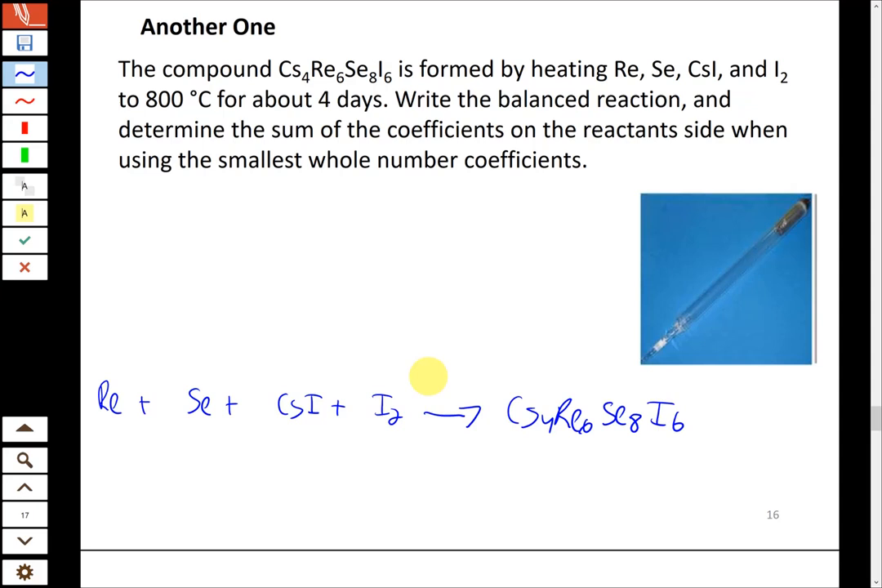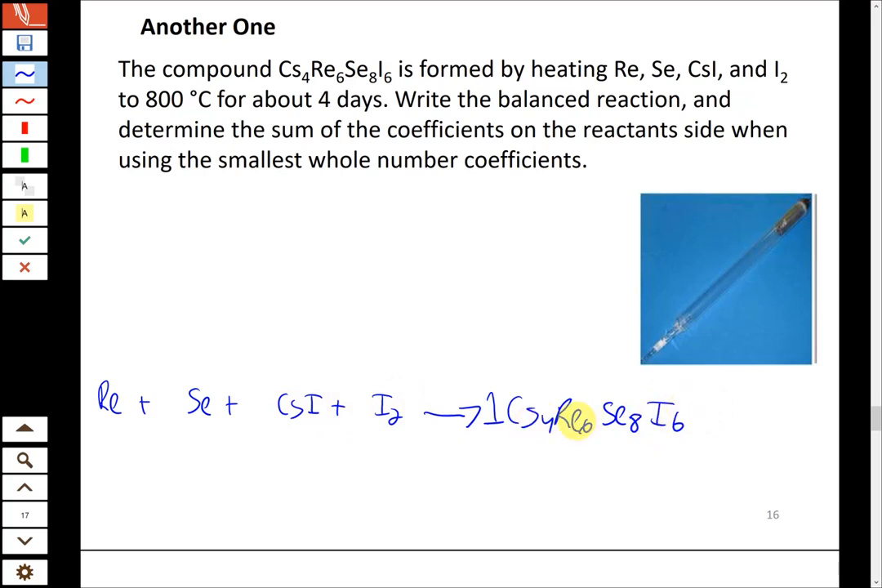Now I think it's pretty obvious which substance here should be set as our most complex with a coefficient of 1. I don't think there's any doubt that this is going to be this product here. So we'll leave that as 1, then we'll balance everything else off of that. So again, we want to find the elements that appear only once on the reactants and product side. Those are the most straightforward to balance. So iodine, which is our last element in the formula, appears in both I2 and CsI. So we don't want to do that one first, because again, we don't know which combination of coefficients we need to keep iodine balanced. That's not a good one to start with.